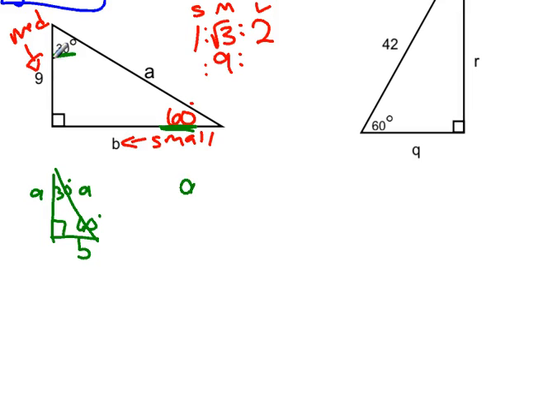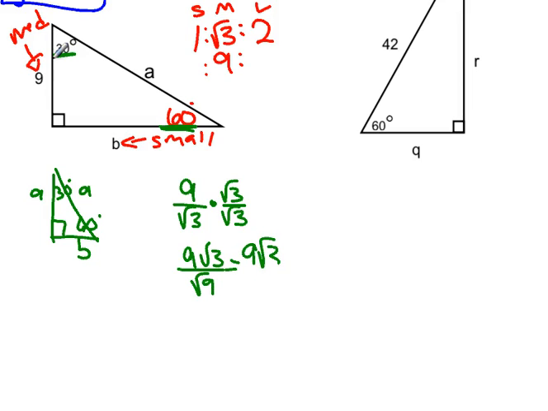So if we take 9 divided by root 3, just like the previous problem, we don't like to have a radical in the denominator. So we're going to multiply by root 3 over root 3. We get 9 root 3 over the square root of 9. Square root of 9 is 3, so we have 9 root 3 over 3. This is a nice one because we can actually do 9 divided by 3. And that gives us 3, so we have 3 root 3. This is our small side. So our B actually is going to be 3 root 3.